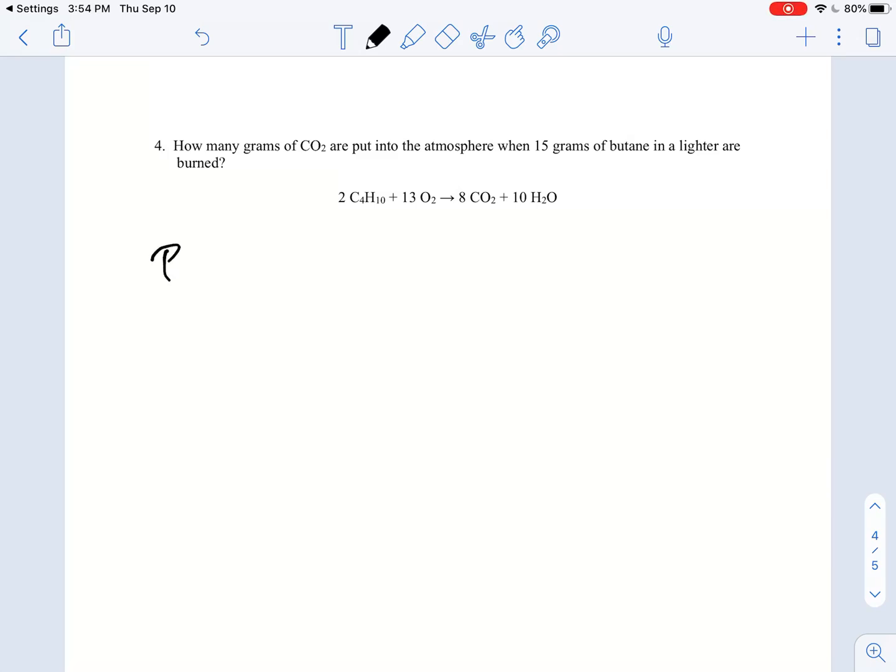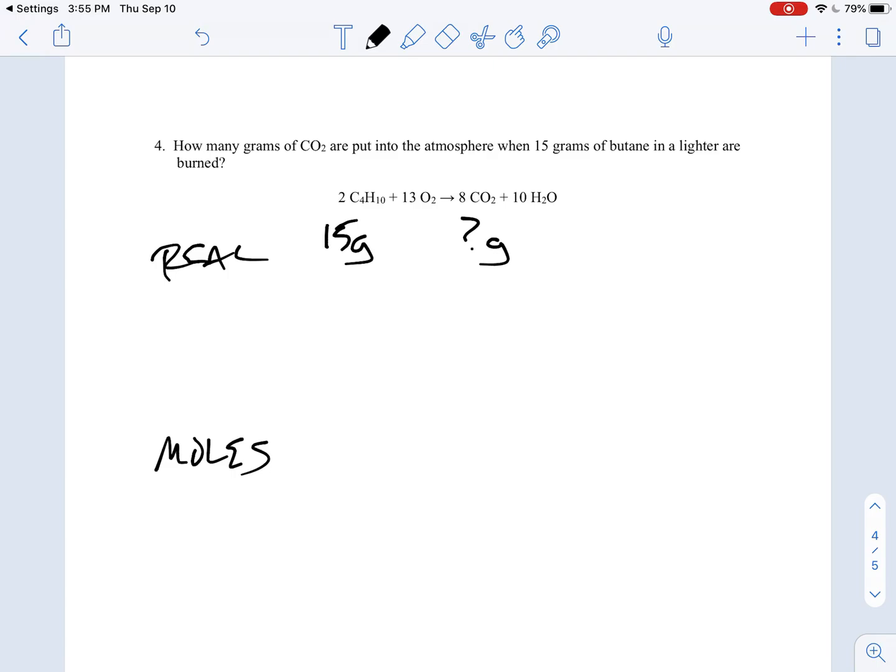Number 4, you've got a real world unit up here, and then you've got the unit of moles down here. Now, what do they want? They want grams of carbon dioxide. Oh, that's a real world unit. So that's a little bit different than what we have been doing before. And what did they give you? They gave you 15 grams of butane. So that's 15 grams of butane there.